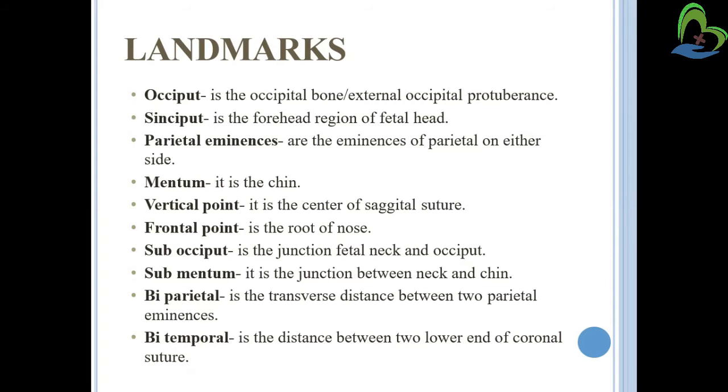Then the subocciput, which is the junction of the fetal neck and the occiput. Then the submentum, which is the junction between the neck and the chin. And biparietal is the transverse distance between the two parietal eminences. And the bitemporal is the distance between the two lower ends of the coronal suture.